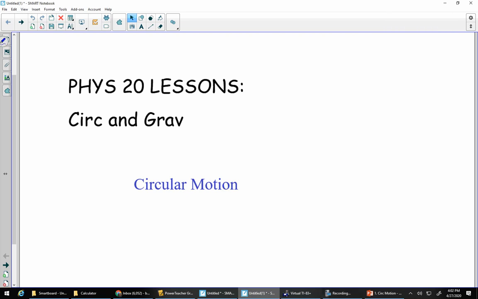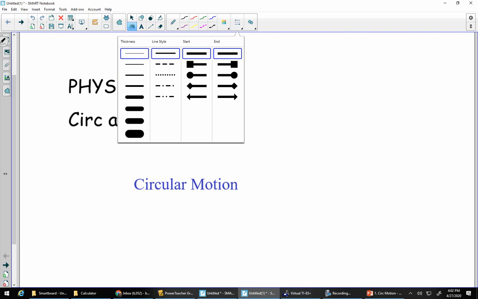Hey, Physics 20s, believe it or not, we are already on the next unit. We're in Unit 5, which is all about circular motion.